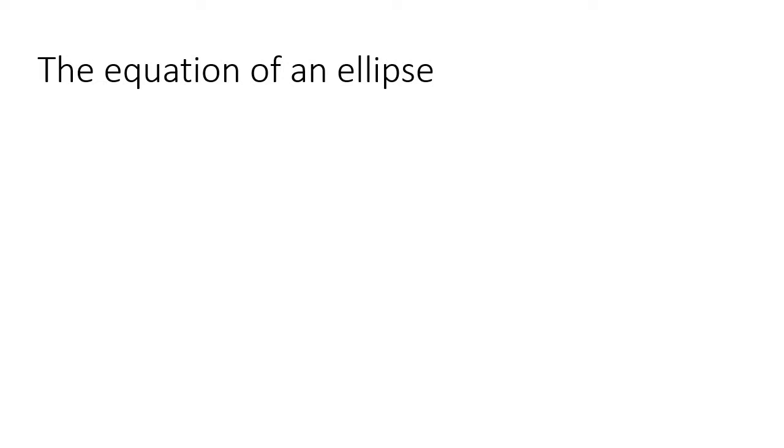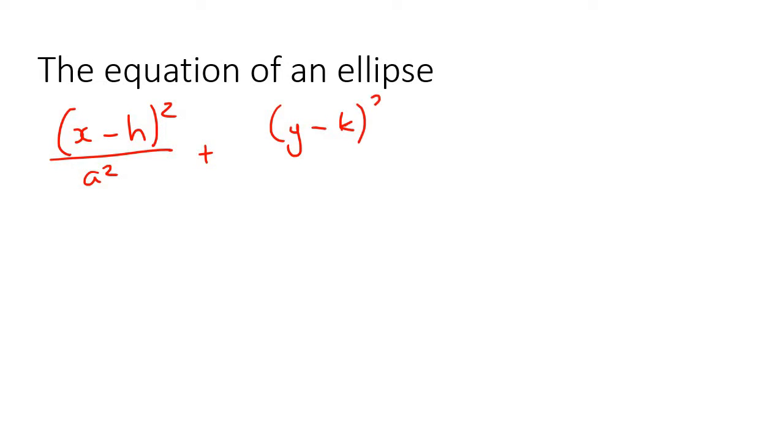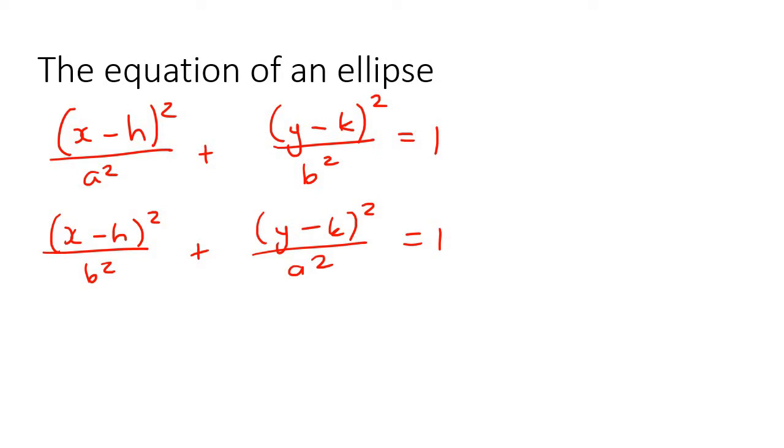So the equation of an ellipse goes like this. It's (x minus h) squared over a squared plus (y minus k) squared over b squared is equal to 1. Now sometimes the a and the b are going to be switched around, so sometimes you might see your teacher using this equation. I will explain the difference between the two as we go along, but for now, what I want you to understand is that an ellipse equation has a plus in between.